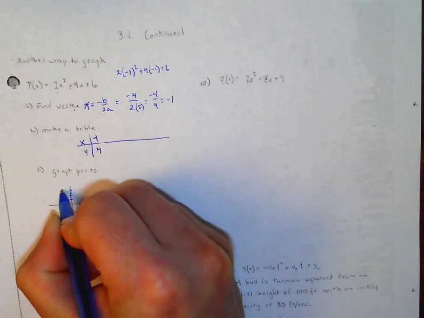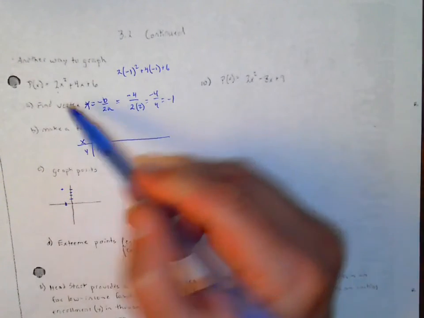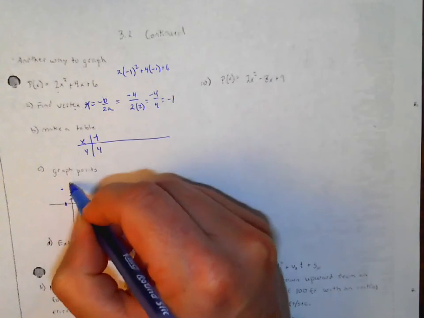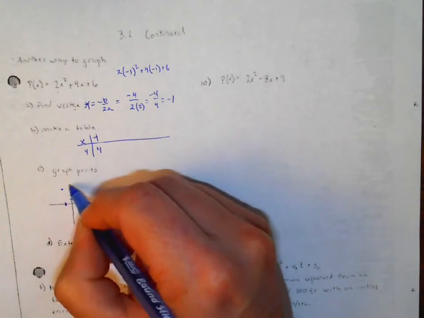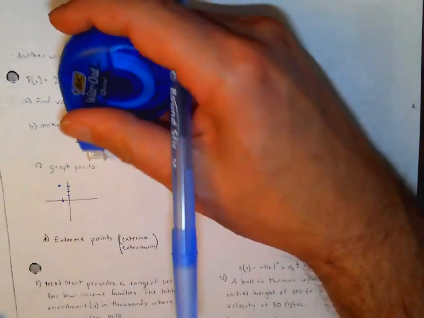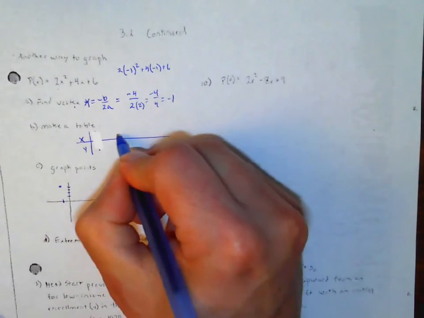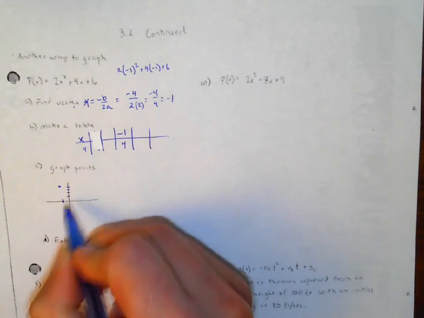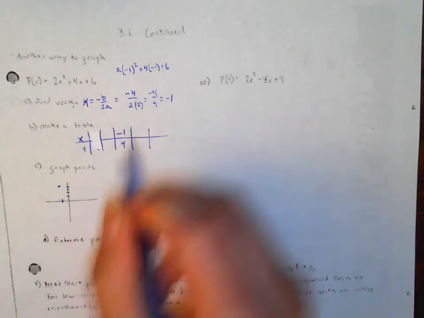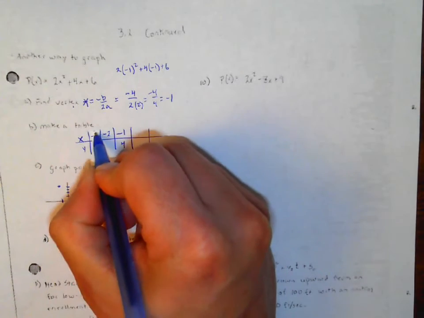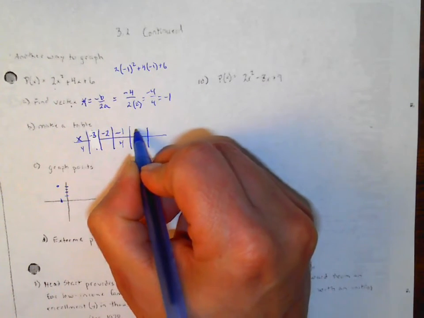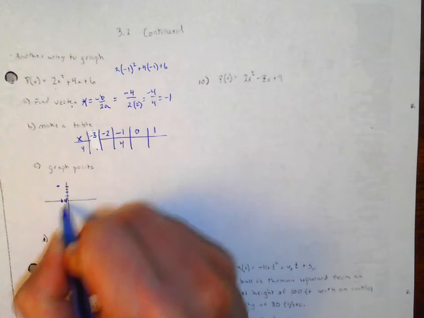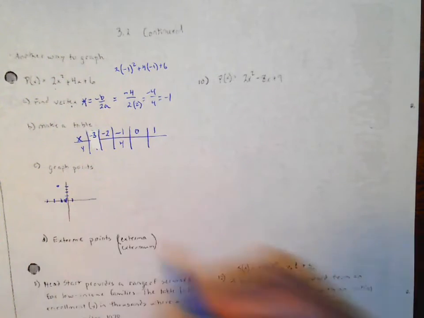There's my vertex. Now, I know that this graph, since it's positive, is going to open up. So what I want to do is I want to find some points on either side to make sure I get that U. So I'm going to actually put this in the middle. So I want to find 2 points below -1 and 2 points above -1. So let's go -2 and -3 and 0 and 1. Those are points to the right and the left of it there, okay?